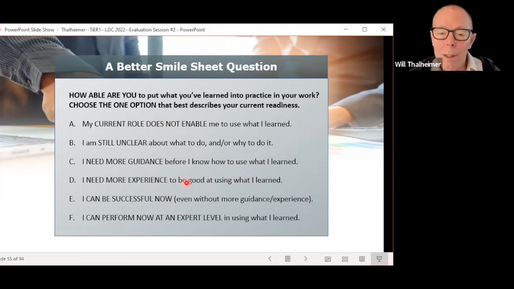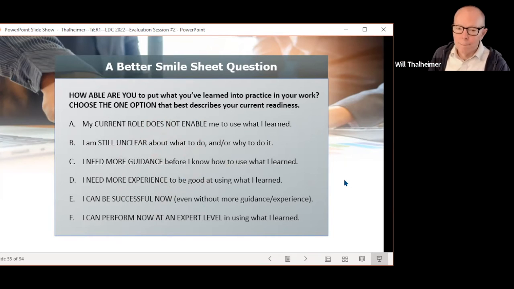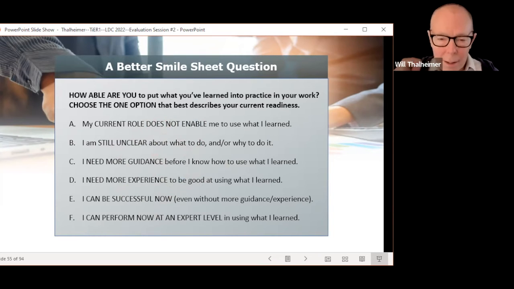No longer are we choosing between strongly agree and agree, fuzzy things. We got much more concreteness. This has three advantages. Number one, the learners are much more motivated to read our questions, much more motivated to give attention to our question. They're not just circling the same numbers.